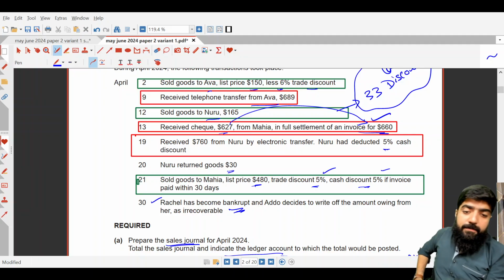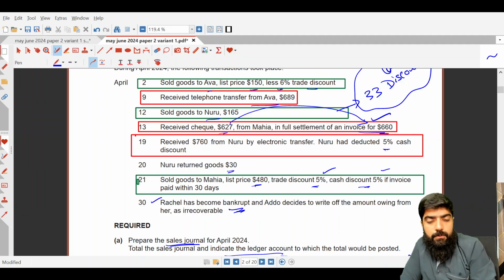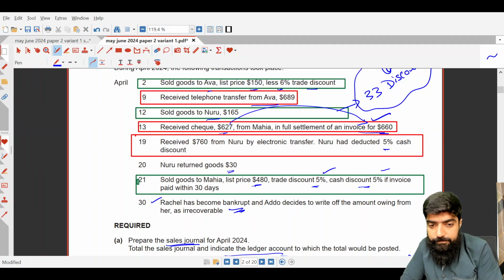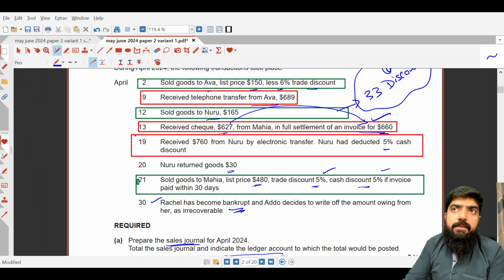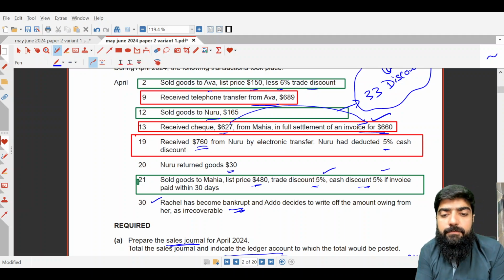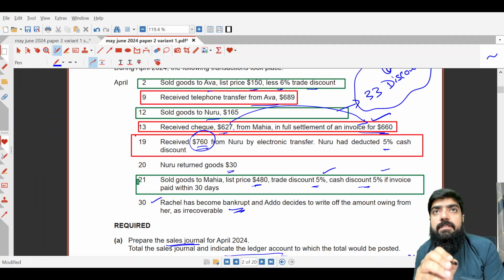Okay, moving on. Next, on 19th of April, received 760 from Nuru by electronic transfer. Nuru had deducted the 5% cash discount. So what will be the amount that we have received? Sir, 722? No, it would be 760, because it says that they have received 760 from Nuru.